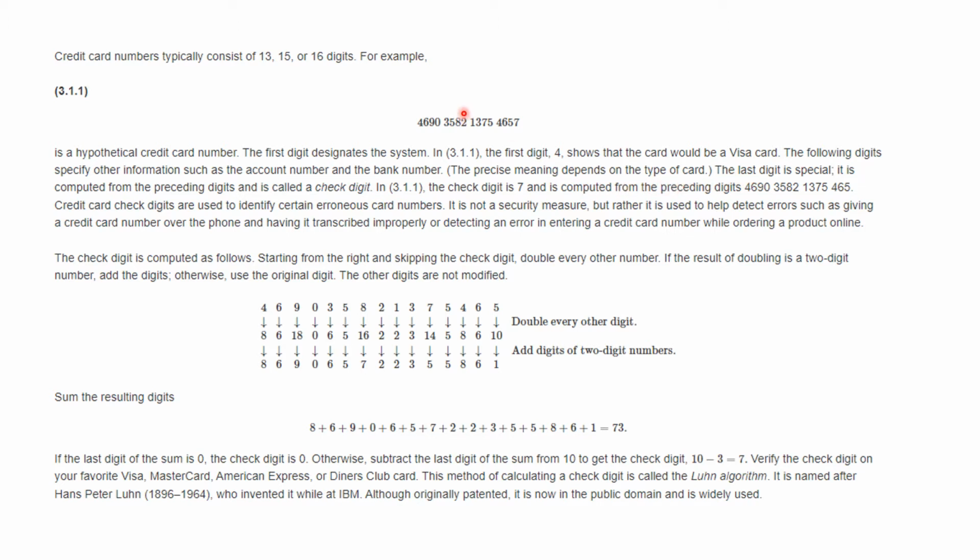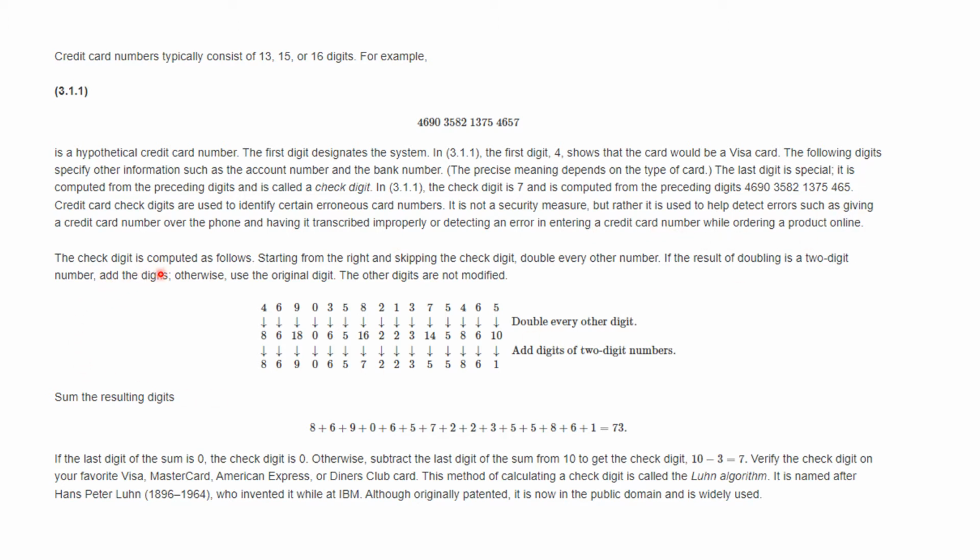But the last digit, the 7 in this case, is computed from the preceding digits, and it's called a check digit. And the check digit here is 7, and it's computed from those. And this is to identify certain erroneous card numbers. Not all, but it is a very useful thing. It's not a security measure, but rather it helps detect errors such that people misspeak, or they transcribe things improperly, or enter it incorrectly, and so forth.